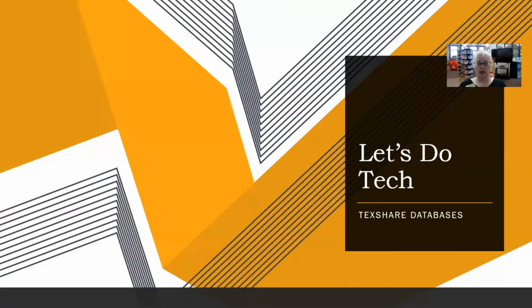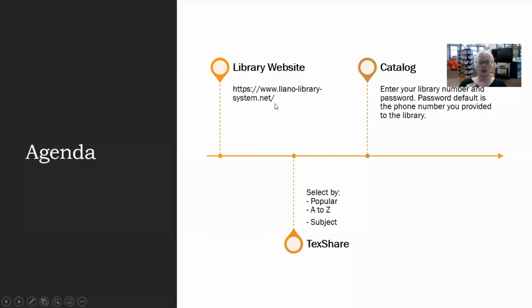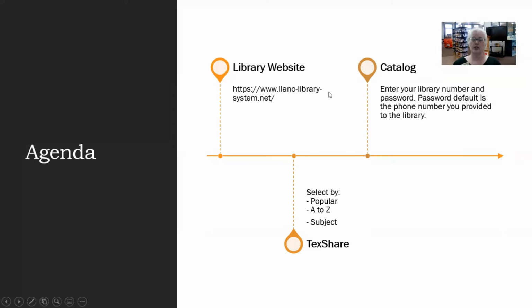I'm going to share my screen so that you can see some of those things. We're just going to do a little tour actually. So you're going to go to the library website at llano-library-system.net. You will enter your library card number and your password.